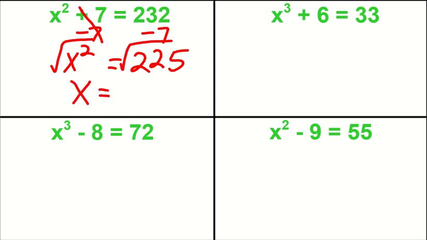What's the square root of 225? 15. And remember, with square roots, it's that plus or minus 15, right? Okay? Any questions on that one? Do the one below it too. That's number 3 on your sheet.